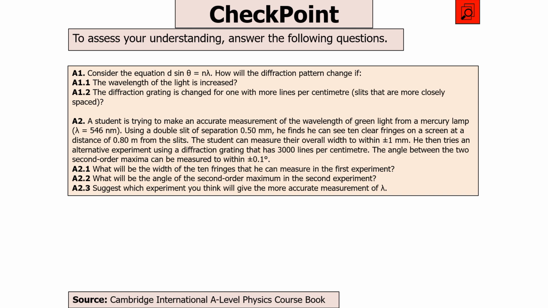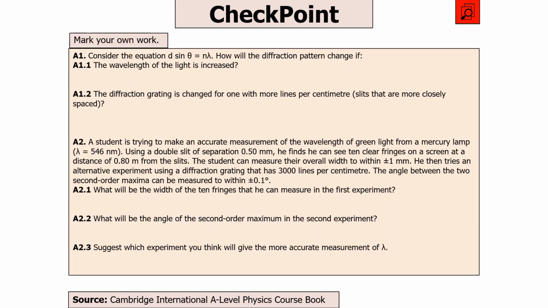What will the width of the 10 fringes that he can measure in the first experiment be? What will the angle of the second order maxima in the second experiment be? And suggest which experiment you think will give a more accurate measurement of lambda. So pause the video now, then unpause the video when you want to go through your answer.